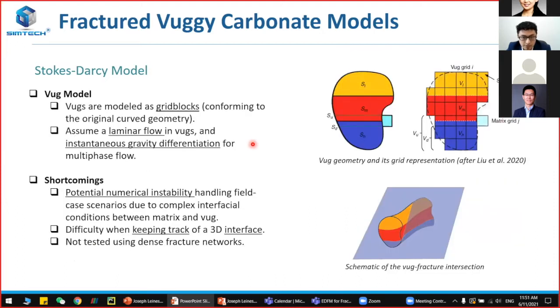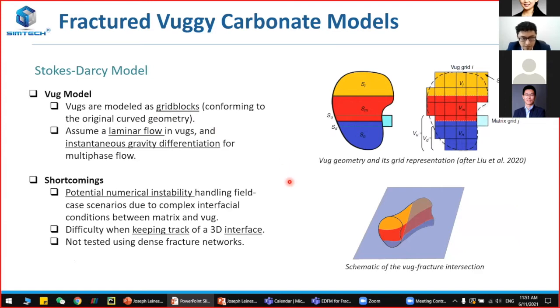Other literature reviews present some models that model vugs as a grid of vugs, as we can see here. In order to model the instantaneous gravity differentiation, they can assume these shapes and model them in that way. And also in these models, laminar flow is assumed.